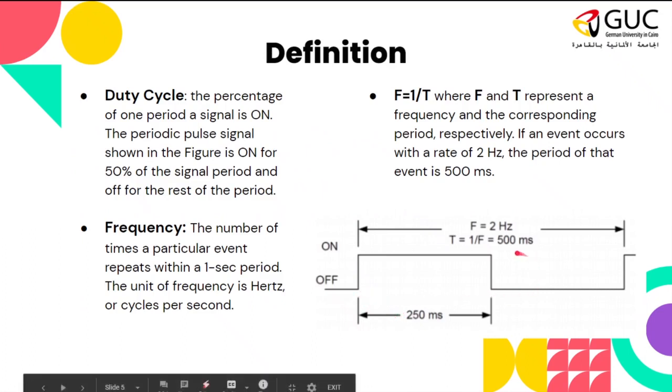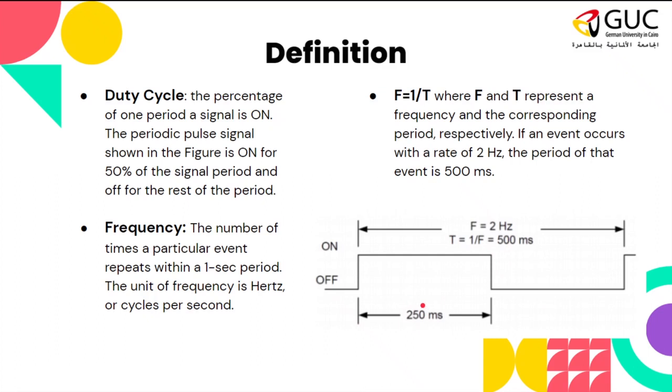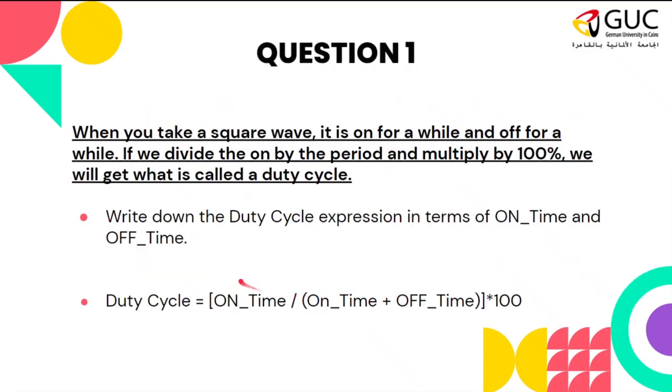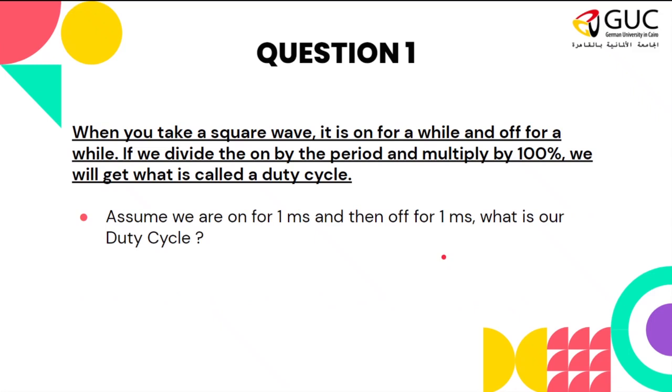Here, our total time was 500 milliseconds. We were on for 250 milliseconds, which was half of the total period, which is T. So the on time was 250, the on time 250 plus off time 250, times 100, we will have a 50% duty cycle.